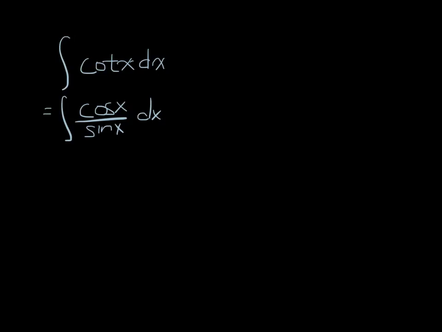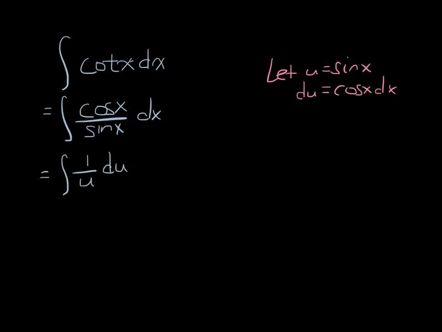And we can do the same if we wanted to find the integral of cotan. We can write this as cos over sine, and then let u equal sine x, we get 1 over u du. The integral of that is ln of u. And now the integral of cotan is the natural log of the absolute value of sine plus c.